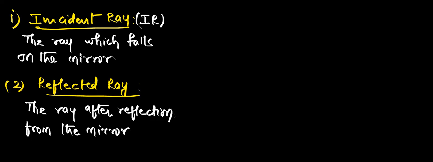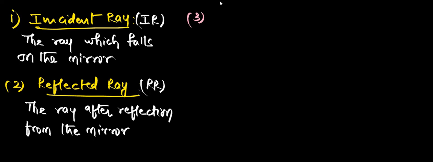After reflection, the ray obtained from the mirror is your reflected ray. This is RR. Incident ray, reflected ray, and normal will all be in the same medium.